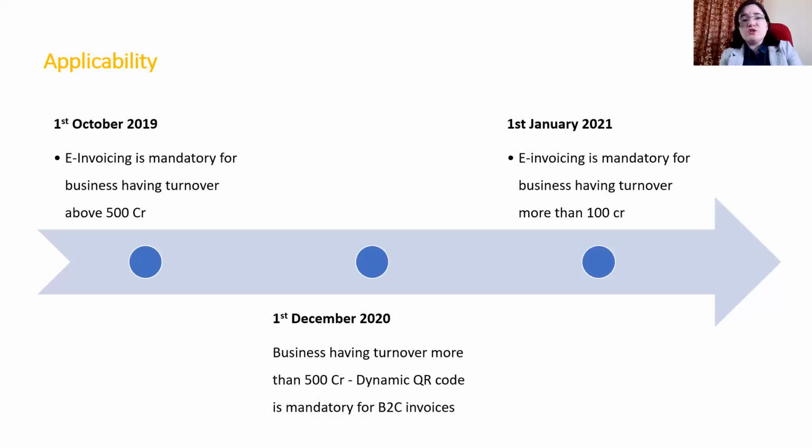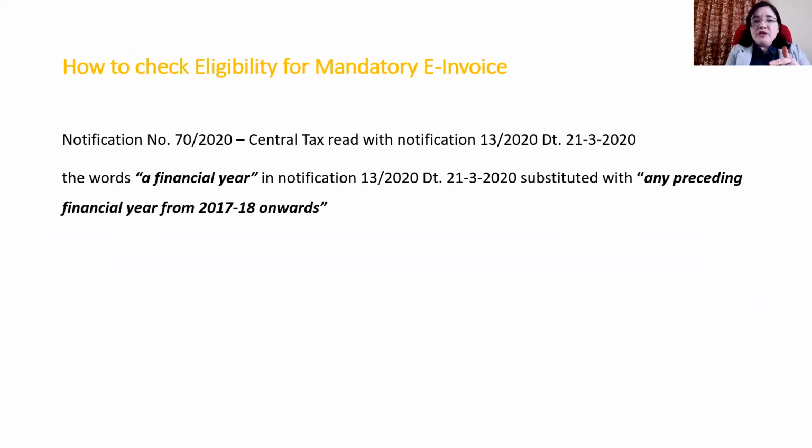And from 1st January 2021, e-invoicing is made mandatory. The notification is already issued, and e-invoicing is made mandatory for businesses having a turnover of more than 100 crore. So if your turnover is more than 100 crore, then definitely from 1st January 2021, e-invoicing is applicable to your company. Now the question arises: for which year do you have to check the 100 crore?